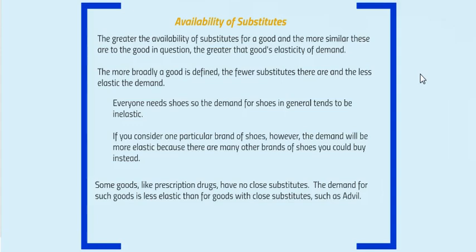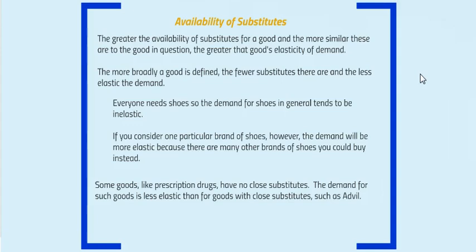The more broadly a good is defined, the fewer substitutes there are, and the less elastic the demand. Everyone needs shoes, so the demand for shoes in general tends to be inelastic. Let's see. If shoe prices go up 20%, most people will still buy shoes. Eventually, they may wait a little bit longer, but they're still going to buy shoes because we all need shoes.